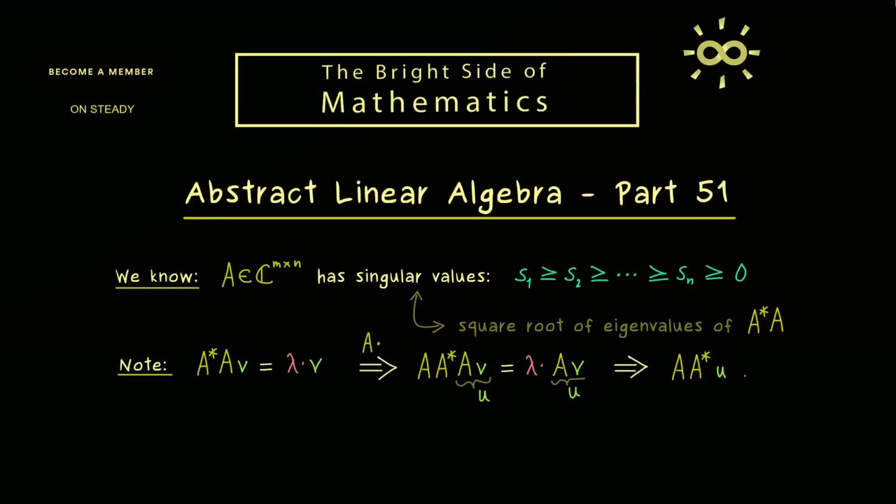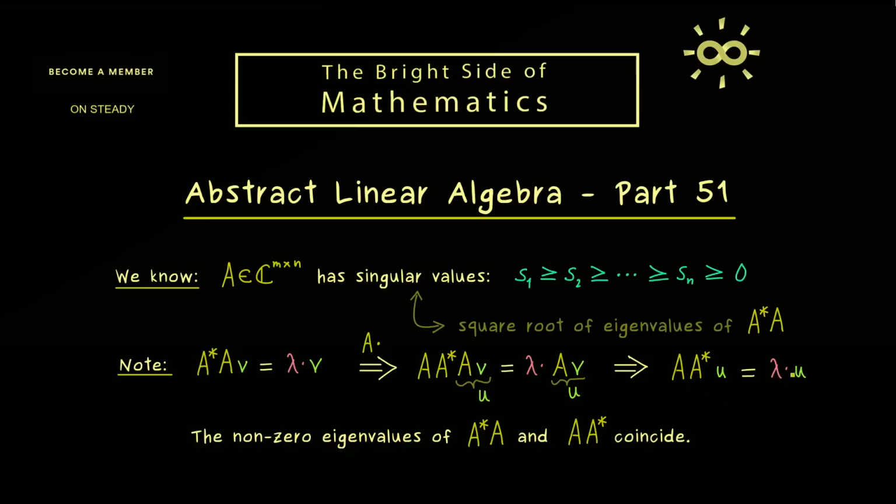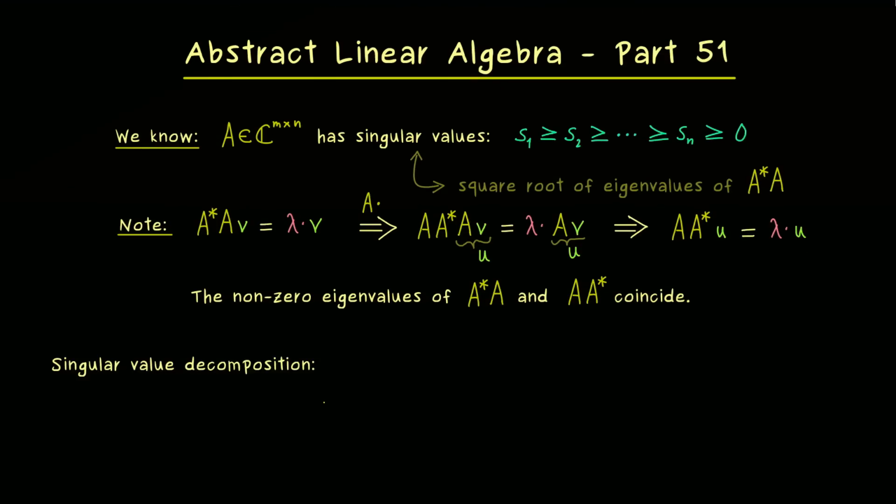Hence we get the eigenvalue equation for A star. And please note that the corresponding eigenvalue stayed exactly the same as the one for A star A. And since we can do the same steps the other way around, we actually get that the non-zero eigenvalues of A star A and A A star coincide. So the conclusion is that for the definition of the singular values, it simply does not matter which order you choose here in the matrix product. The only thing that can change is how many zeros you have here at the end of the line. And there we already know that for the singular value decomposition, we only need the non-zero entries anyway.